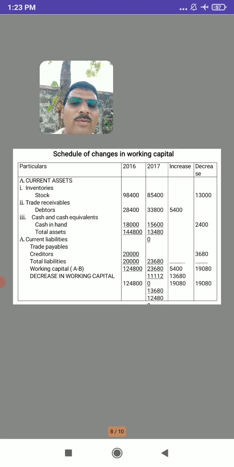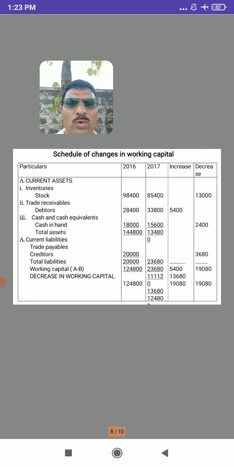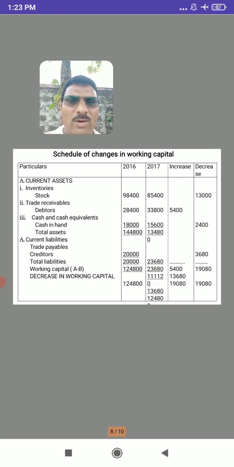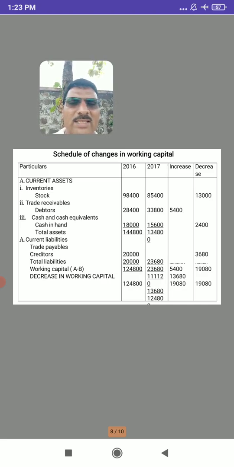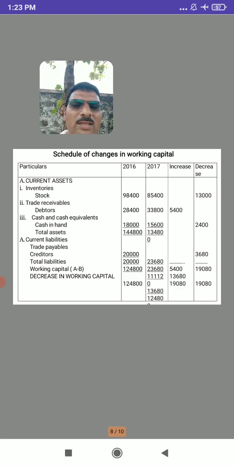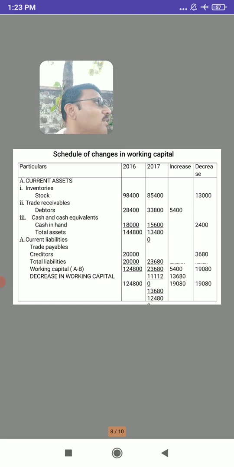So here in 2016 it was 1,24,800 and in 2017 1,11,120, means there is a shortage or decrease in the value of rupees 13,680. When we compare the values given in the balance sheet, the decrease value is 13,680. Same way in the increase and decrease columns, the increase column total is 5,400 and the decrease column total is 19,080, means there is a decrease value of rupees 13,680. So like this the changes in working capital is calculated.